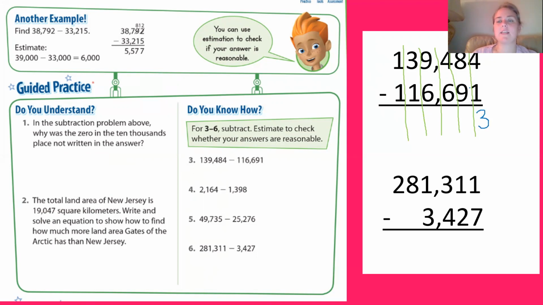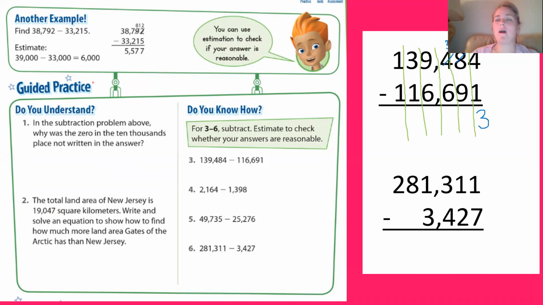But then I have 8 take away 9 again. We just did this on the last problem. I know I can't take 9 away from 8 because 8 is a smaller number. So 8 is going to become 18. I think if I write slower, then the numbers come out better. There we go. And then the 4 next door becomes a 3.